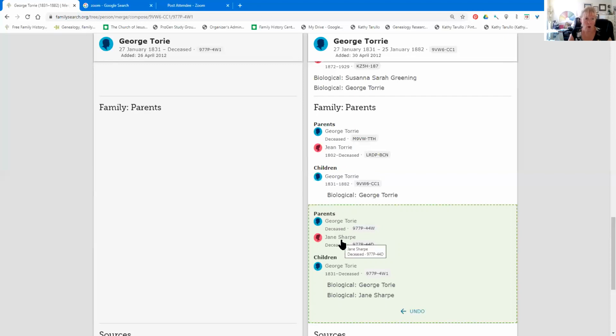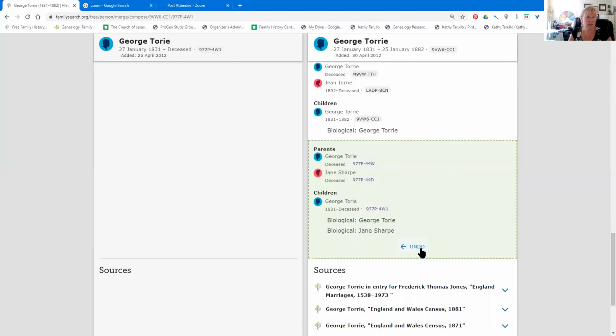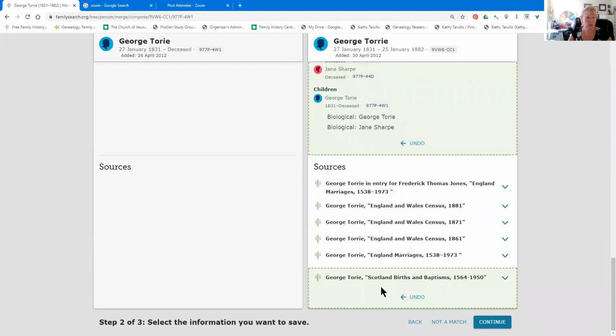So even though I know I'm adding duplicate information, it's important to add this information over so that these two sets of parents will be together on the record, and I will be able to merge them. And this is what happens when you're merging. A lot of times it opens up more merging opportunities, and we want to merge them. We want everyone to be in the tree just one time. So I'm leaving this in here. I could send it over, undo, but I don't want to. I'm leaving it in. And then you'll see that the source for the baptism is also coming over.